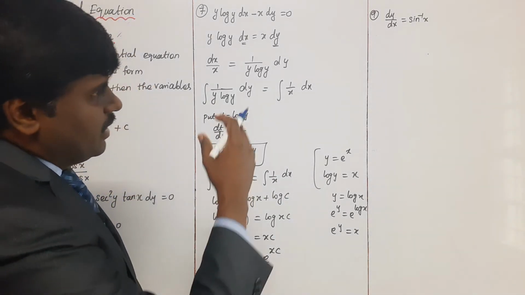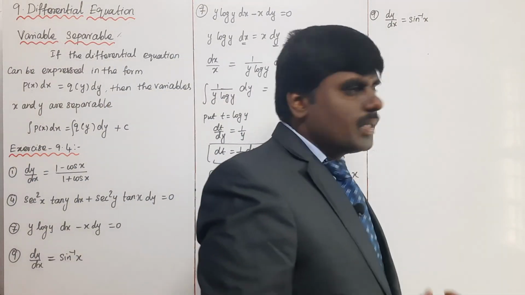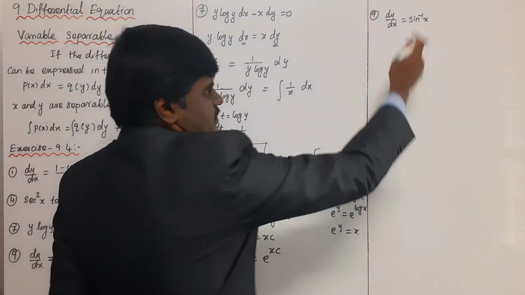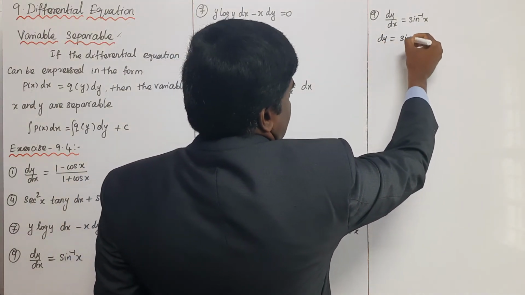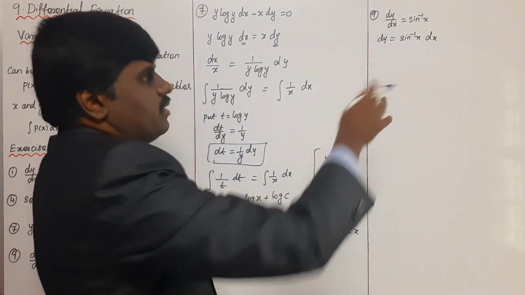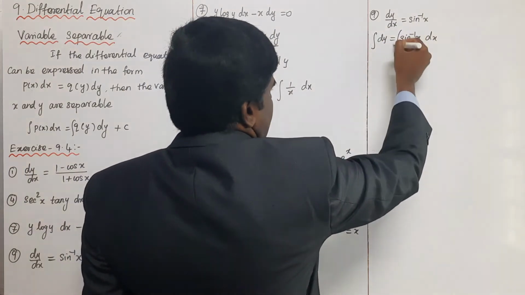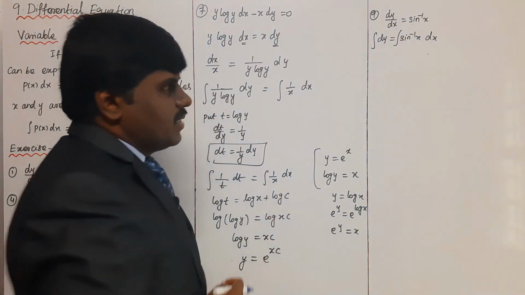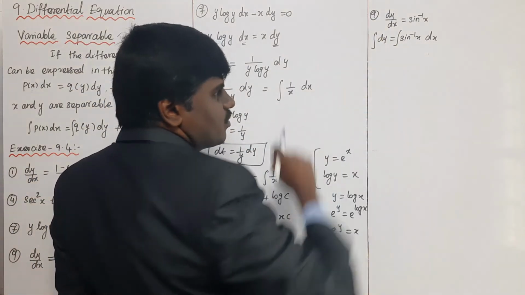Next, in the same way, question number 9 also. Here, what's the meaning? dy by dx is equal to sine inverse of x. You can follow: dy is equal to sine inverse of x into dx. So it is easy to separate the x variable and the y variable. Now you integrate here dx and here sine inverse of x. The right hand side is easy to integrate, that value is equal to y.